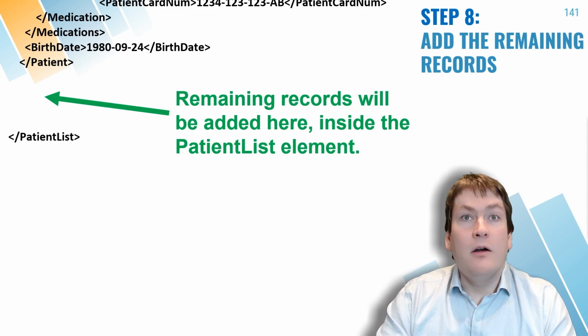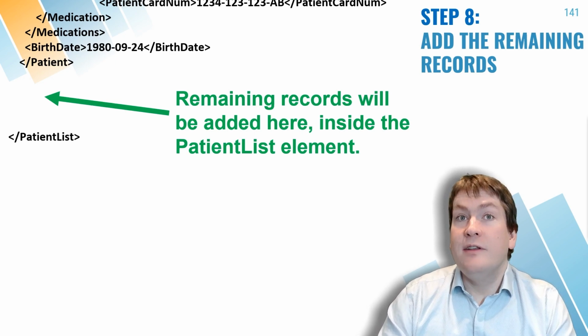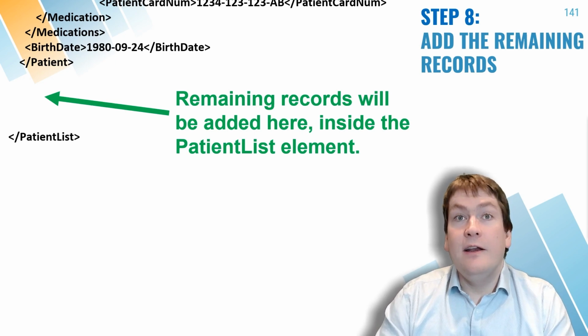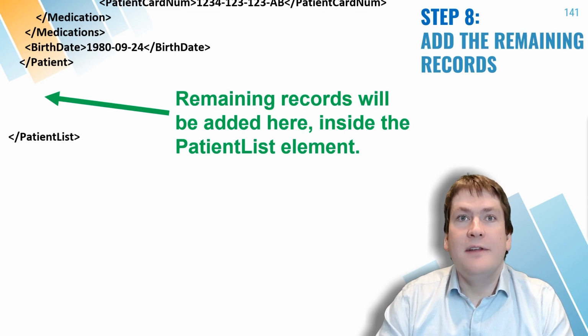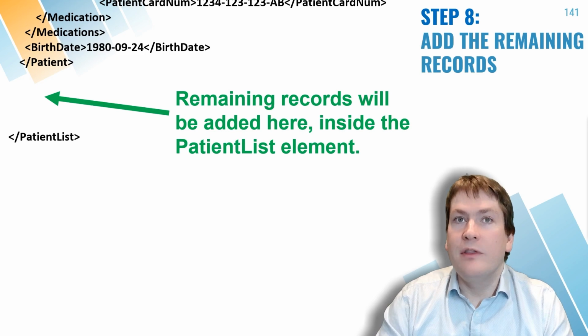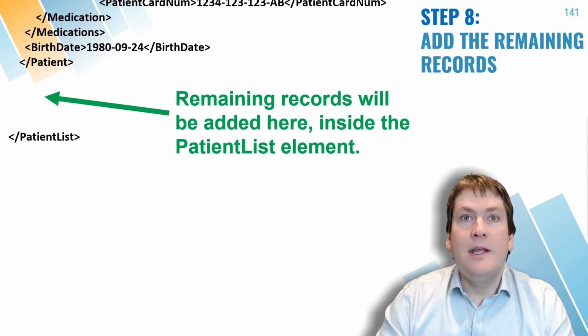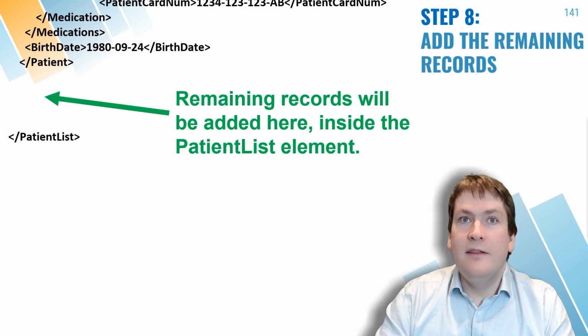So we're going to want to add our remaining records in here, right below the last patient record and before the end of the patient list. Remember, the patient list contains absolutely everything. In our case, that means it just has instances of patient. So we have a few patient complex tags inside there. We're going to want to add the remaining patients, just like we did with the first one. And each one is going to be a record wrapped inside of a patient tag inside this document here.